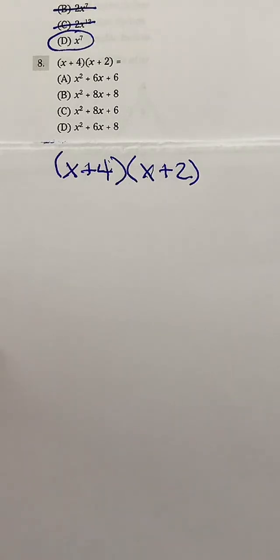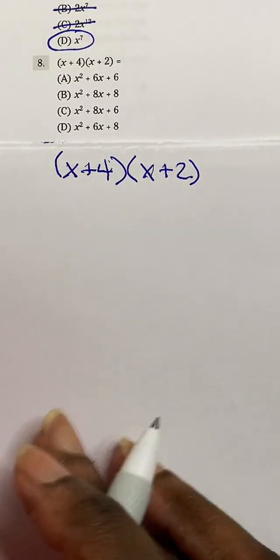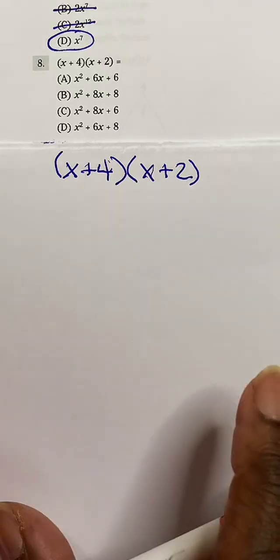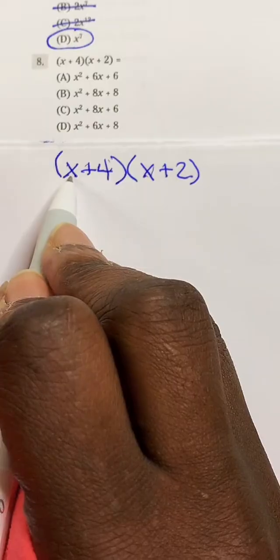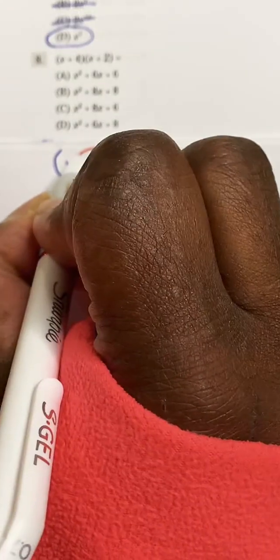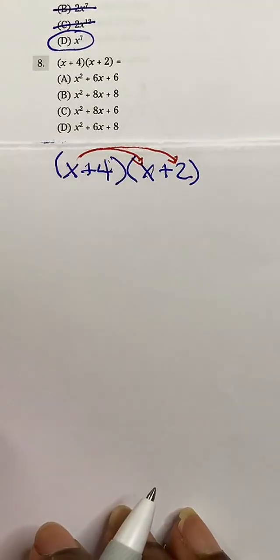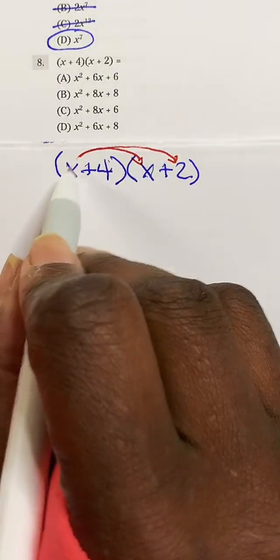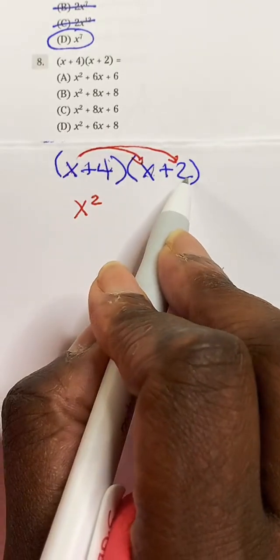But then here's the thing. Everyone forgets which one's the F, which one's the O, especially the O and the I. Is it this one? Is it that one? And then you're spending so much time trying to figure out. So all I do is I take the first term in the first parenthesis and I distribute to everything in the second parenthesis. When I distribute, I am multiplying. So we have x times x, which gives us x squared. Then we have x times 2.